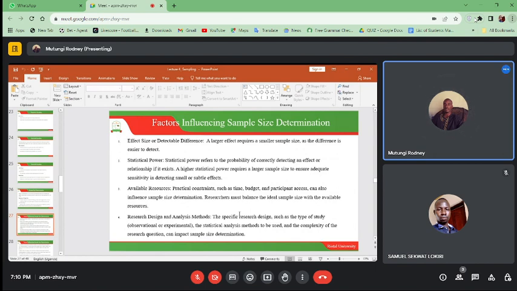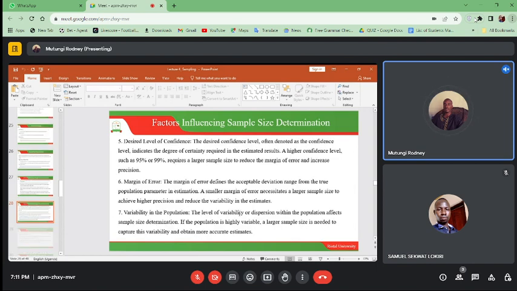Available resources: now you cannot go for a larger sample if you do not have enough resources. Then also the design of your research, like we were saying, is also very crucial. For experimental, it might be hard for you to recruit a lot of people, especially those experiments which are invasive, where you have to inject people. Such things might not be feasible with a lot of people, okay? And yet in observational, you can observe as many as you can.